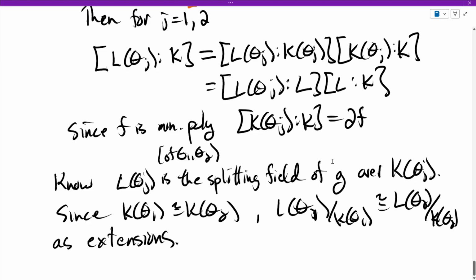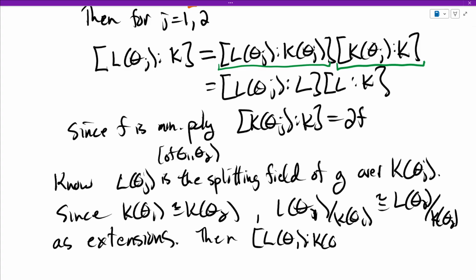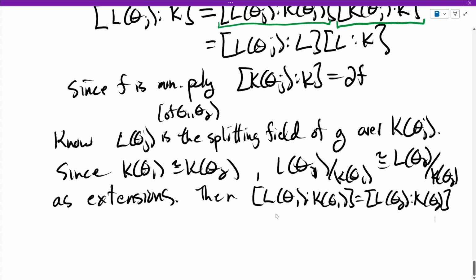All right, that was a lot. So what did we actually learn here? Let's go back up to our product. We learned that in this product, that is the degree of f, and it's irrelevant if this is theta 1 or theta 2, they're both the same number. Okay, so let's write that out. Then the degree of L adjoin theta 1 over K adjoin theta 1 is the same as the degree of L adjoin theta 2 over K adjoin theta 2. And let's call that common degree D.